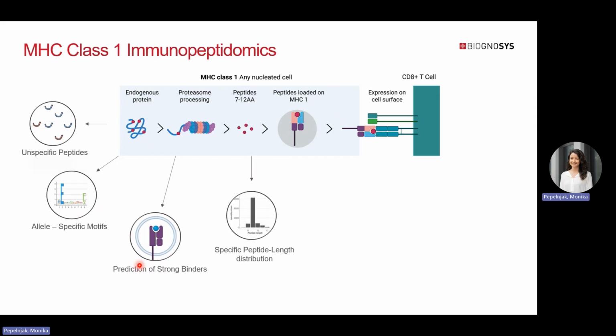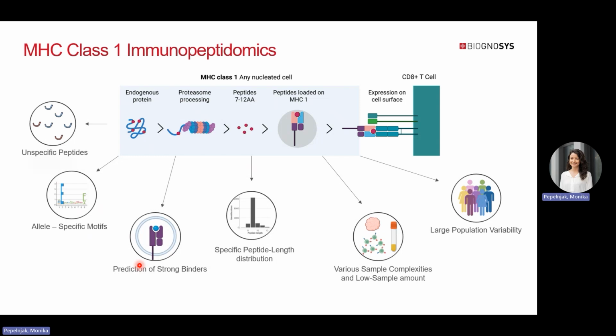The peptides have specific length distributions, with the enrichment mostly for peptides of length 9. We can also have various sample complexities, ranging from monoallelic cell lines, where you would expect a single motif, to multiallelic cell lines and complex patient samples. Because of different alleles present in the population, we also have large population variability. So analyzing a large biological patient cohort can be very challenging.